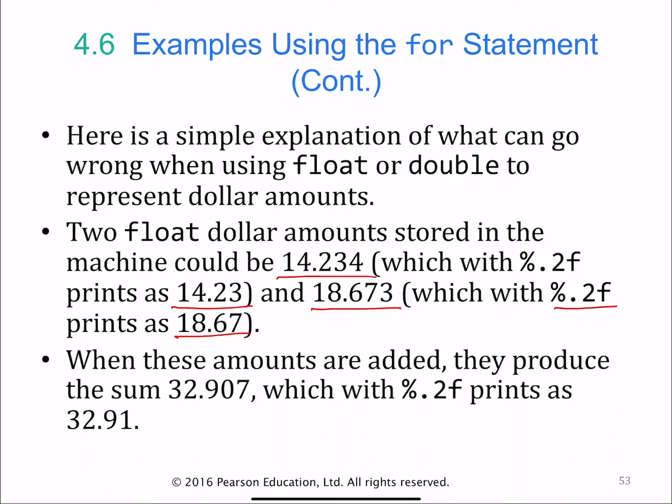If you add these two numbers, the sum will be 32.907. But when you print it out using the %0.2f placeholder, it will print out as 32.91, because this third digit 7 is larger than or equal to 5, which means the second last digit will be rounded to 1.